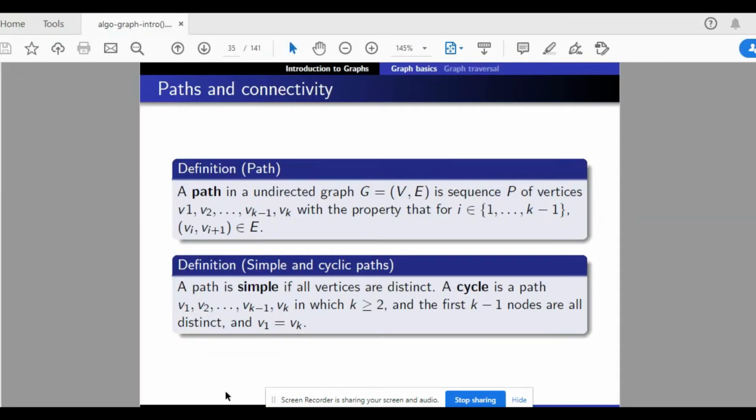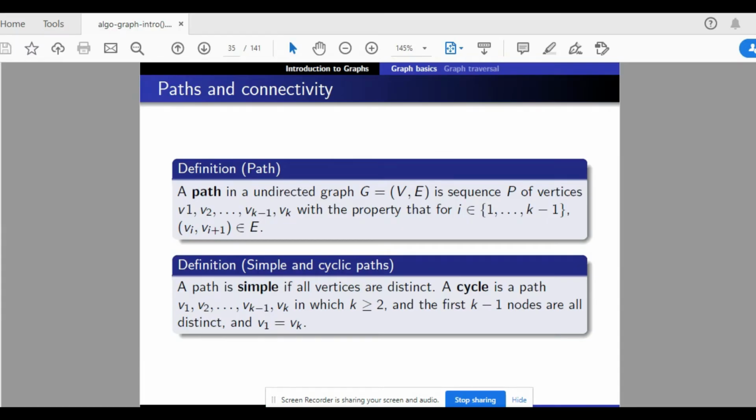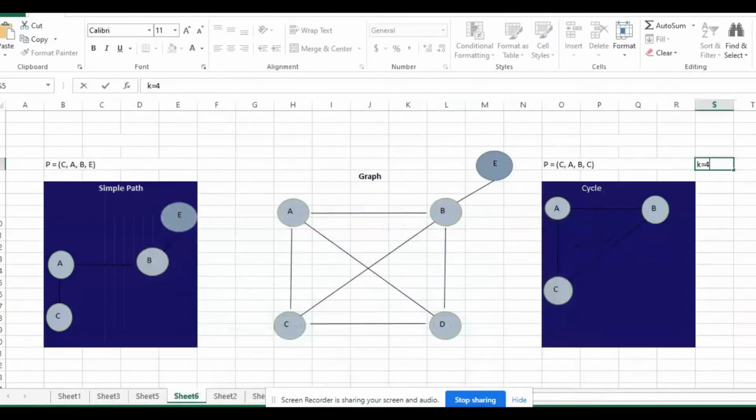So let's see. A cycle is a path v1 to vk in which k is greater than or equal to 2. So in this sequence, the value of k is of course equal to 4, since in this sequence we have 4 vertices, right? So k is equal to 4. So the first condition says that k must be greater than or equal to 2. That means k is equal to 4. So this condition is satisfied.